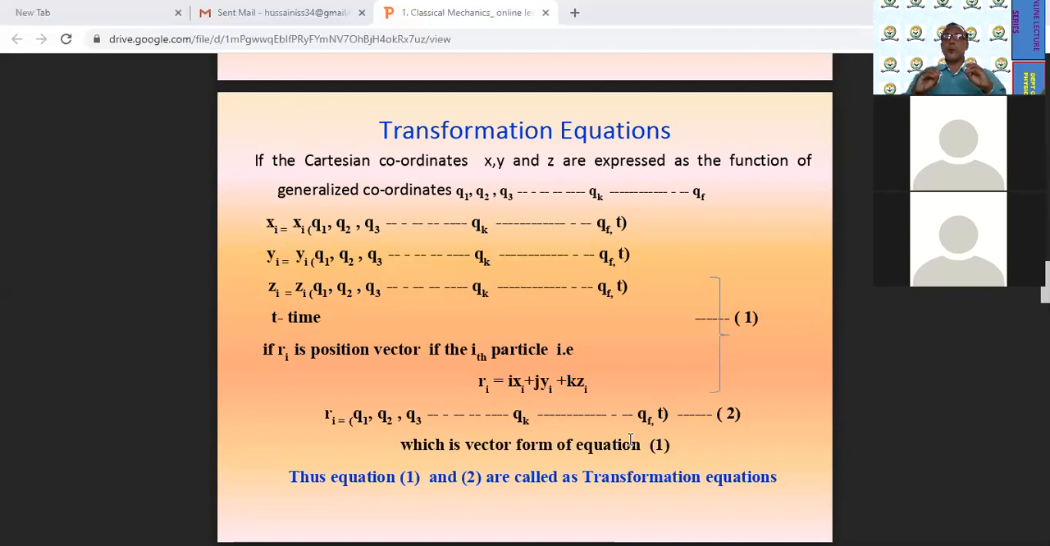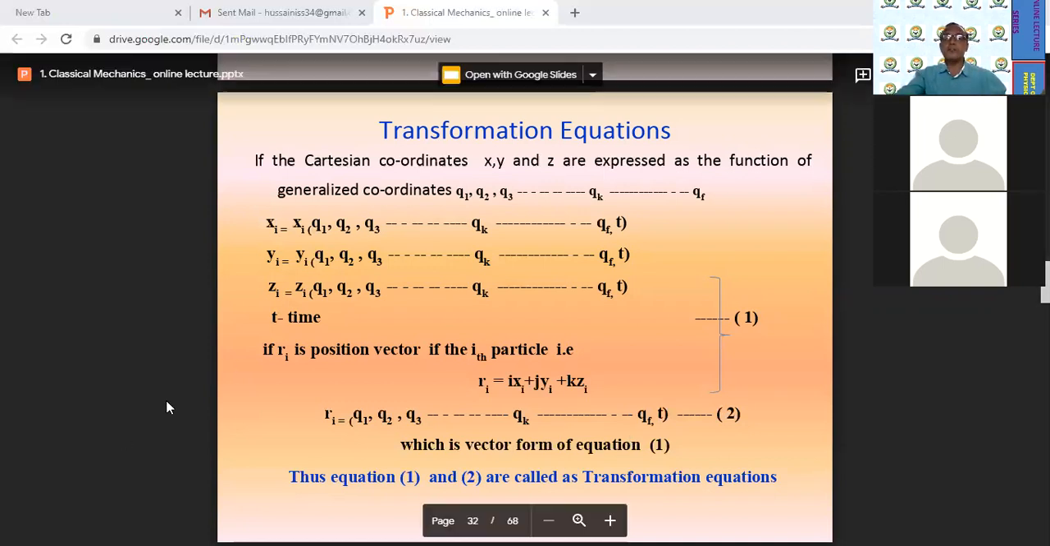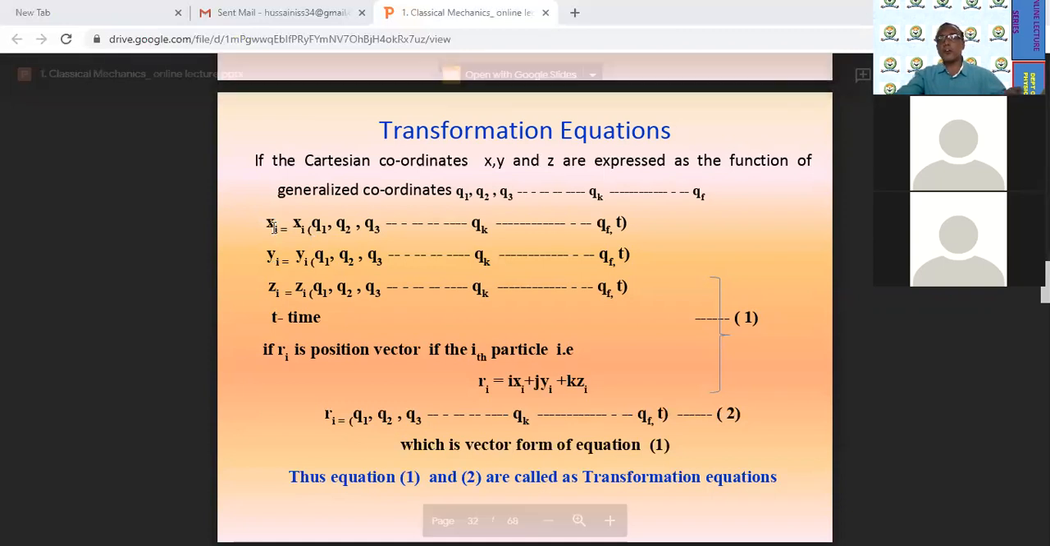Now, I have just told you that in the Cartesian coordinate system, to specify the position of the particle, the coordinates used are x, y and z. That means x, y, z may be functions of the generalized coordinates q1, q2, q3 and so on. A relation between the Cartesian coordinates and the generalized coordinates is given by this formula: xi, that is the x coordinate or along the x direction, is equal to a function of x. X किसका function है? Function of the generalized coordinates.